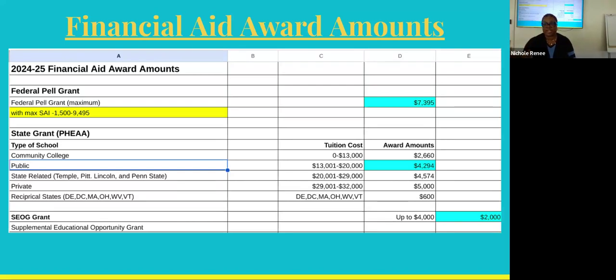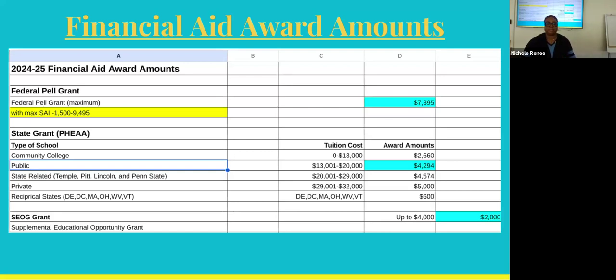I'm just saying when you go out of state, remember that math, okay? Then the third type of money you can get is something called a SEOG grant. So those people who have this number right here, this negative 1,500 to 9,495, those are the only people that will get that money because their income is lower. So they're trying to give you some extra money. Okay. You guys got that so far?